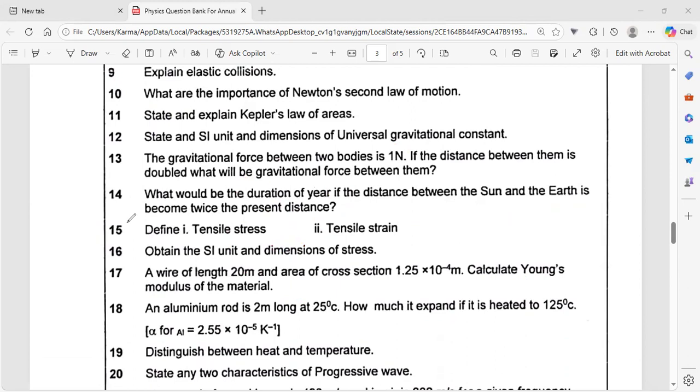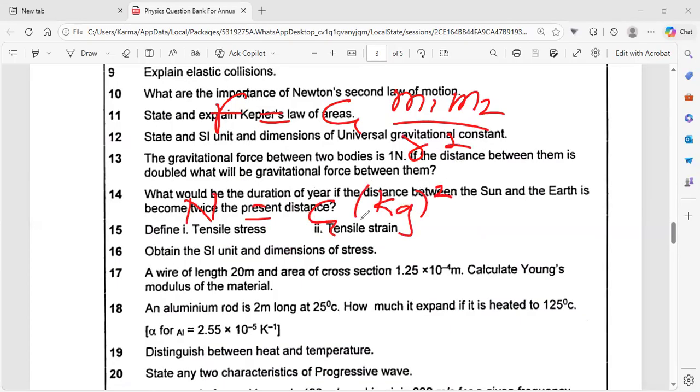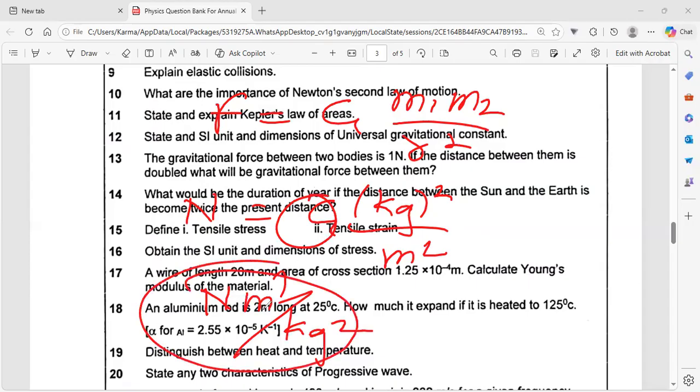State the unit of the universal gravitational constant. So F is equal to G m1 m2 over r square. F is in Newton, m square is kg square, r square is meter square, so G will be Newton meter square per kg square. So that is the unit.